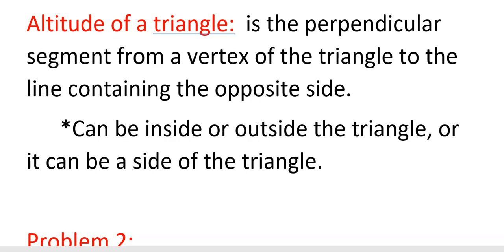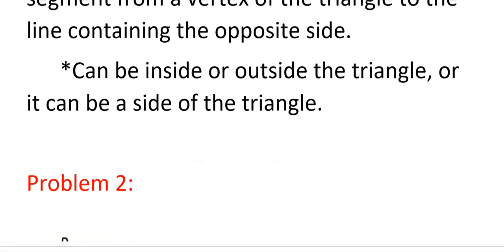The altitude of a triangle is the perpendicular segment from a vertex of the triangle to the line containing the opposite side. So it's kind of like the other one where we went from the angle to the midpoint. Here we're going to go from the angle, but we're going to make it perpendicular to that other side. And that's where it makes it a little bit trickier. This one can be inside or outside the triangle, or it can be on the side. So the centroid is always in the middle, kind of like the incenter is always in the middle. But the orthocenter, which is what we're going to call this one, can be kind of anywhere.